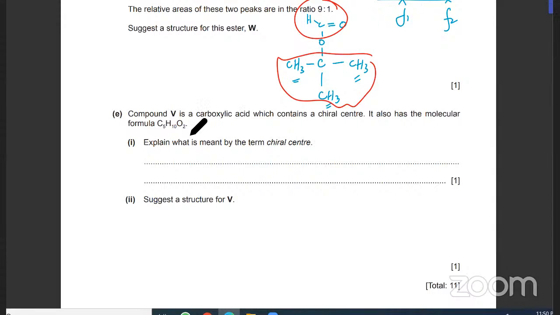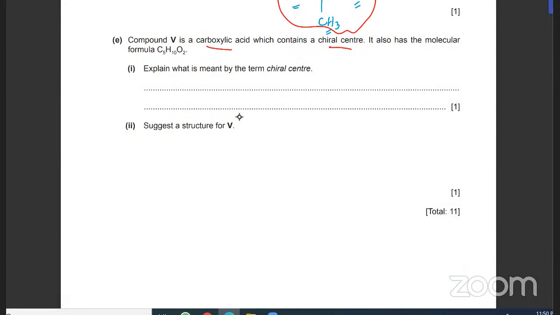The other thing is it's got the molecular formula C5H10O2. I need to make it chiral. It's a carboxylic acid, and that's the only information, and it's chiral. So I'm going to focus on the chirality part. All 4 groups have to be different.